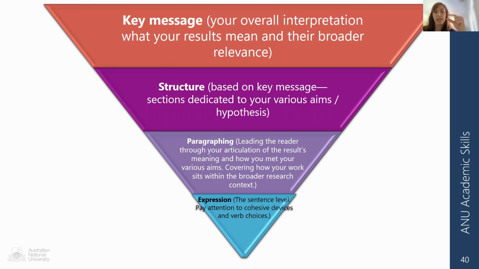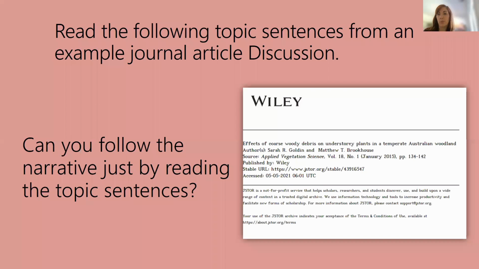And for your discussion, you've got a key message, which is your overall interpretation of what your results mean and their broader relevance. And then your structure is based on that key message that you've come up with for your discussion, as well as your paragraphing, leading your reader through that articulation of what your results mean and how you met your various aims. Okay. And then you're thinking about the sentence level. Then you can worry about how you're best supporting your paragraphs and structure and key message, and go back up the inverted pyramid.